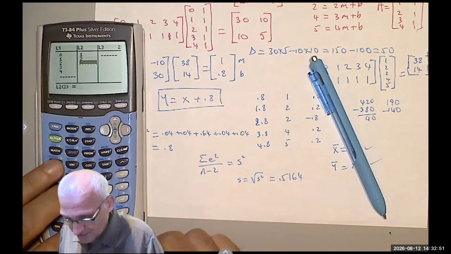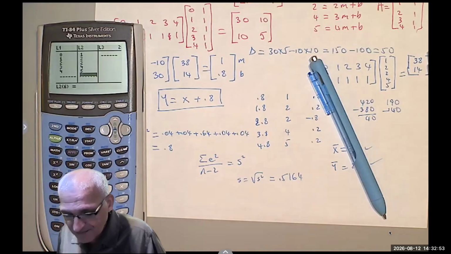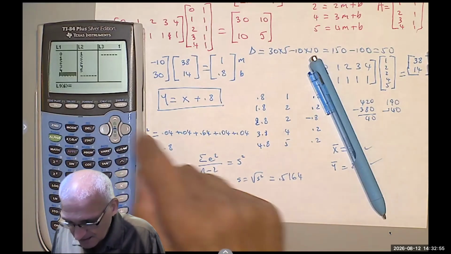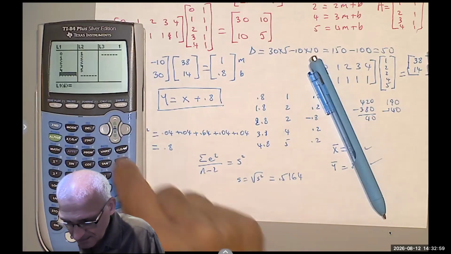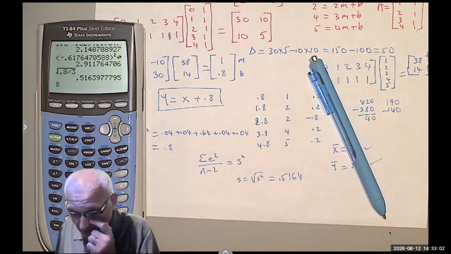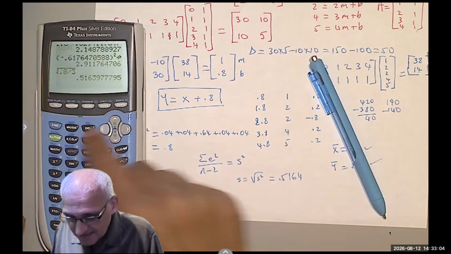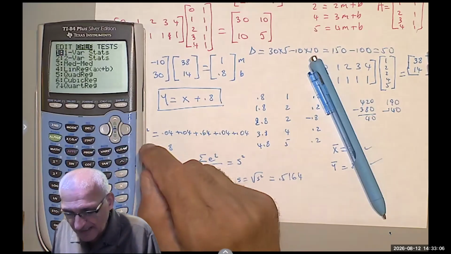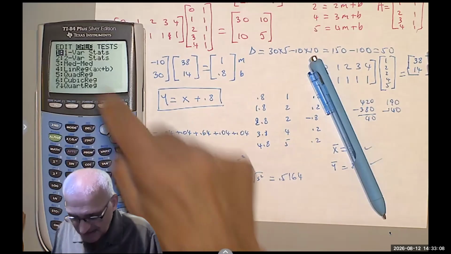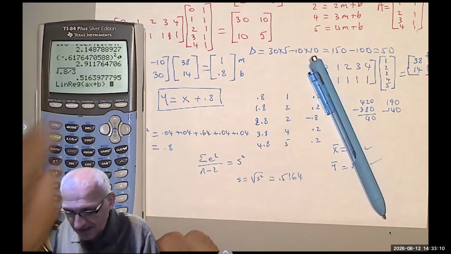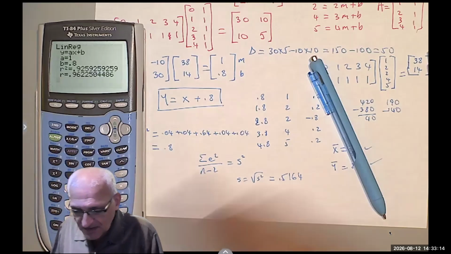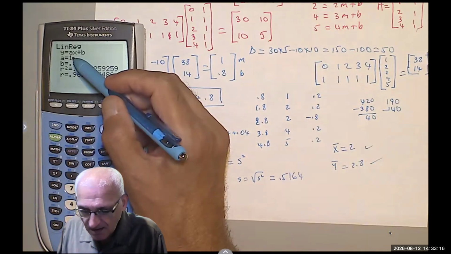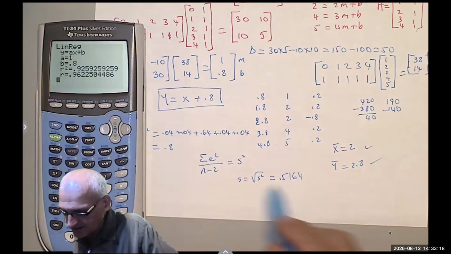1, 2, 2, 4, 5. And here there is nothing, of course. Okay. If I go back to stat and go to calc and select linear regression, AX plus B or MX plus B, you see A is 1 and B is 0.8.